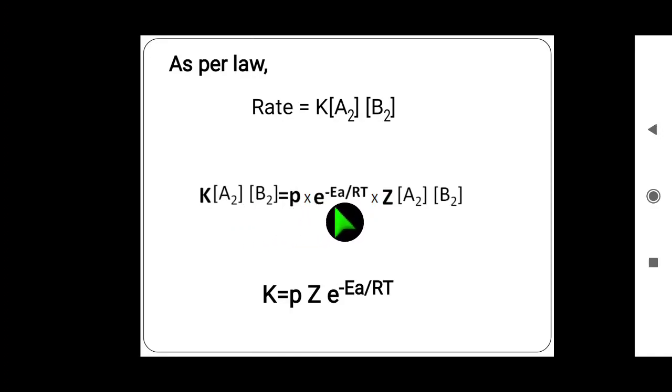Then the rate equals P, then F, then the collision rate. Just substitute it. On the left hand side and right hand side, we have to see which terms are equal. The A2 concentration and B2 concentration cancel on both sides. So remaining, K equals P times Z times e power minus EA by RT. So we can find the rate constant in the collision theory.